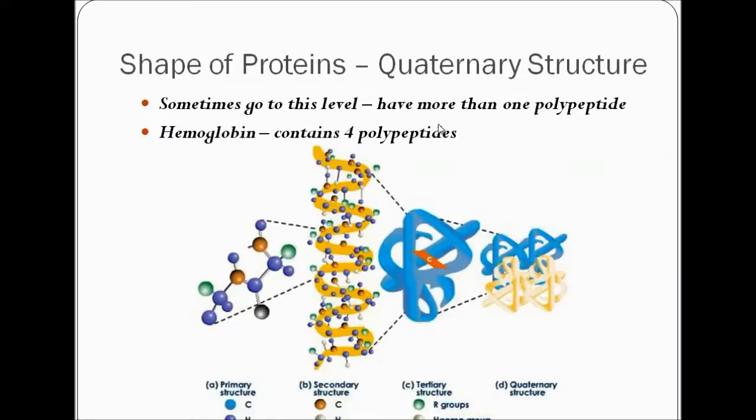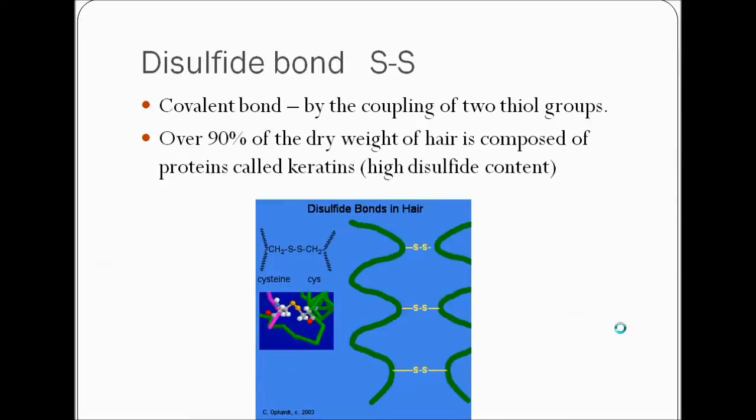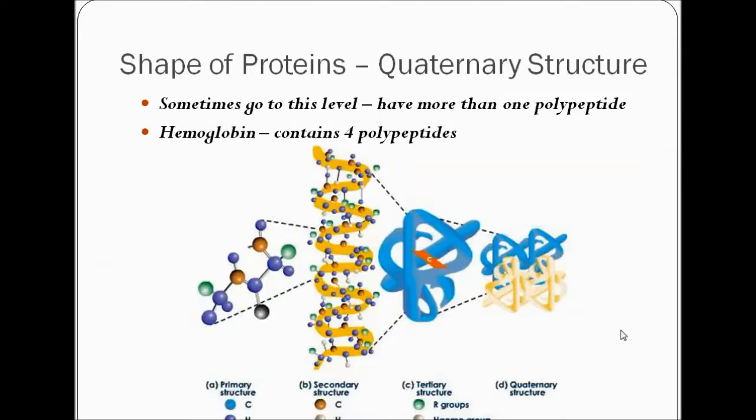So sometimes it goes to quaternary, the 4th level. Only very few do, but that means there's more than one polypeptide chain hooked together. But hemoglobin, that carries the oxygen in your blood, has 4 polypeptide chains hooked together and structured. So then you get to that level. Oops, sorry, I went too fast there. So you get to that 4 hooked together like that.